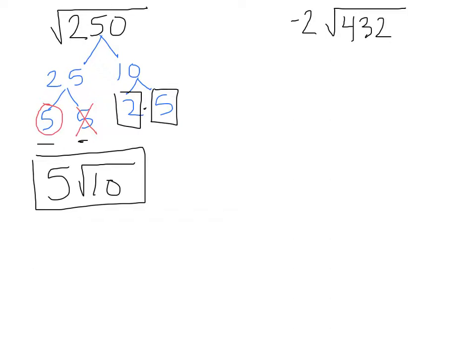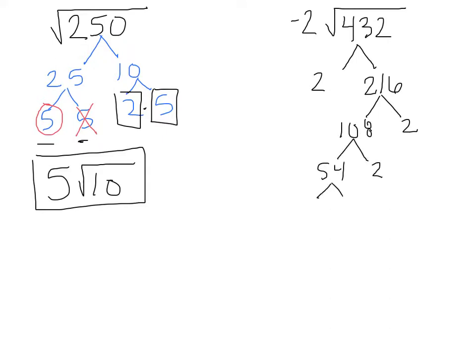So again, when I look at 432, I know that this can be divisible by 2 because it's even. So when I divide 432 by 2, I get 216. I know that is also divisible by 2. So 216 divided by 2 is going to give me 108. That divided by 2 is going to give me 54. That divided by 2 is going to give me 27. 27 is 9 times 3. 9 is 3 and 3.